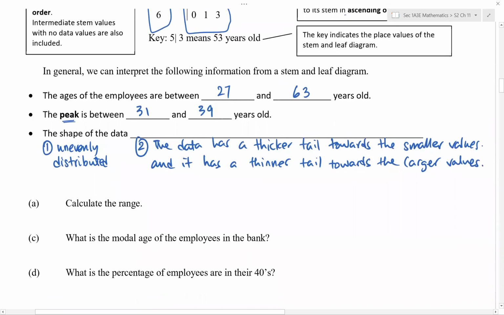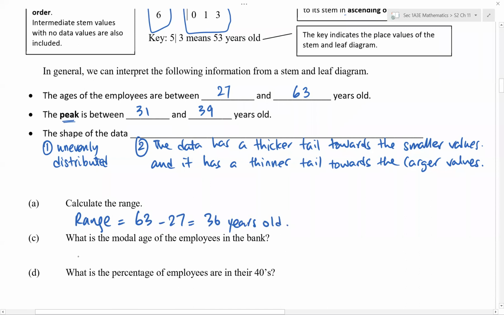Now, part A, calculate range. There's no difference from what we have covered in the previous few videos. Range is still the maximum minus the minimum. So 63 minus 27, we get 36 years old.